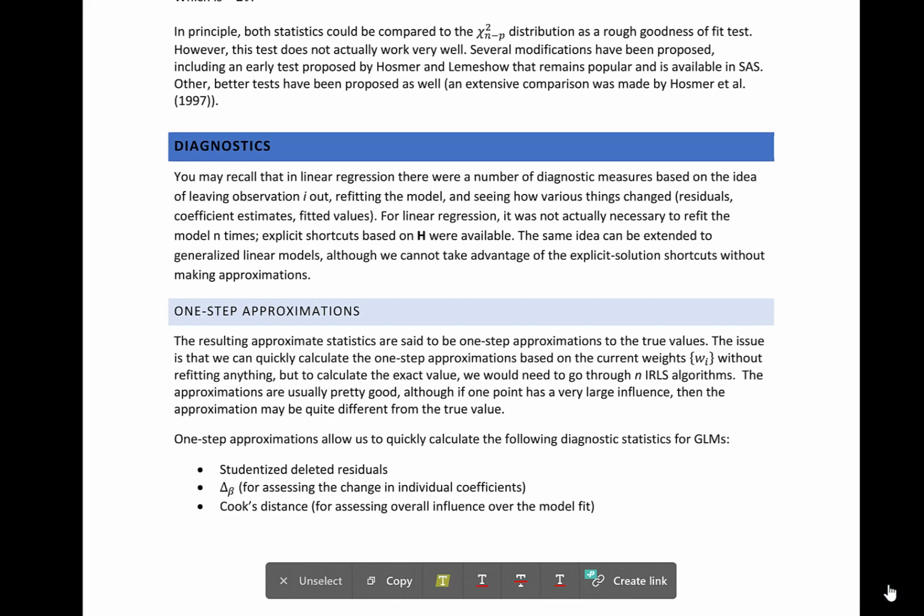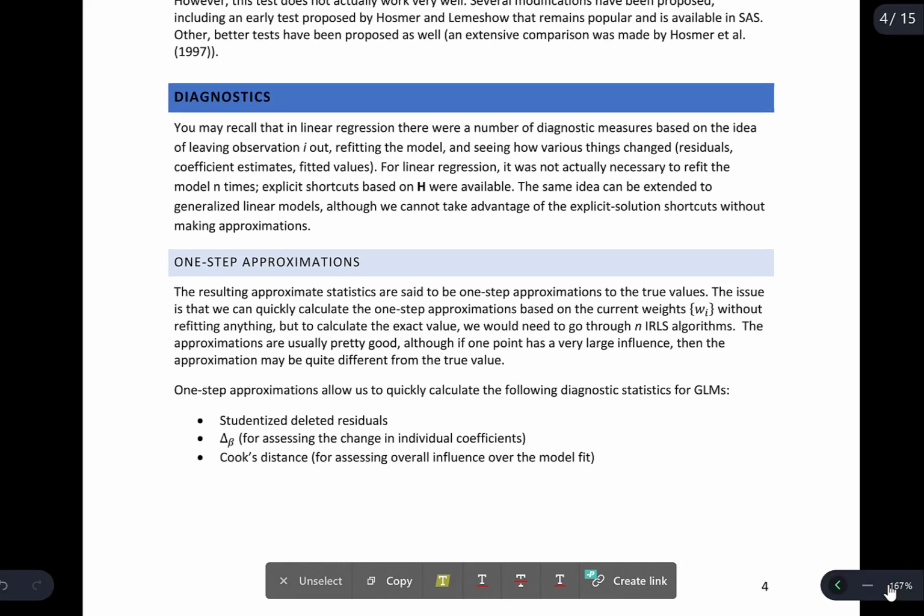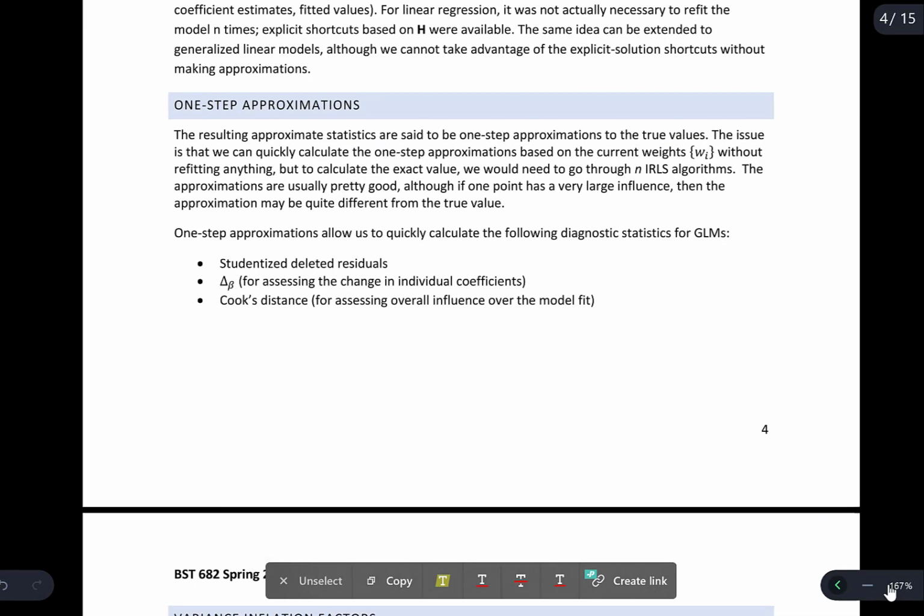You may recall that in linear regression there were a number of diagnostic measures based on the idea of leaving observation i out, refitting the model, and seeing how various things change. In other words, residuals, coefficient estimates, fitted values, and so on. For linear regression, it was not actually necessary to refit the model n times, so there are some shortcuts based on the projection matrix available. The same idea can be extended to GLM, although we can't take advantage of those explicit solutions shortcuts without making approximations. So the resulting approximate statistics are said to be one-step approximations to the true value.